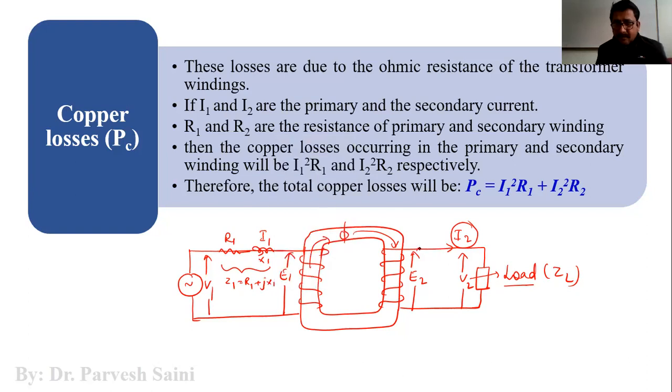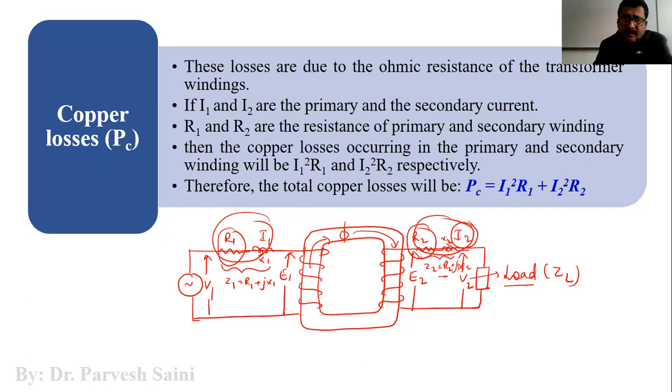Collectively, this is Z1, which is equal to R1 plus jX1, right? And similarly, in the secondary also, we have a resistance and a reactance. So this is R2 and X2. Collectively, it is Z2, which is R2 plus jX2, right?